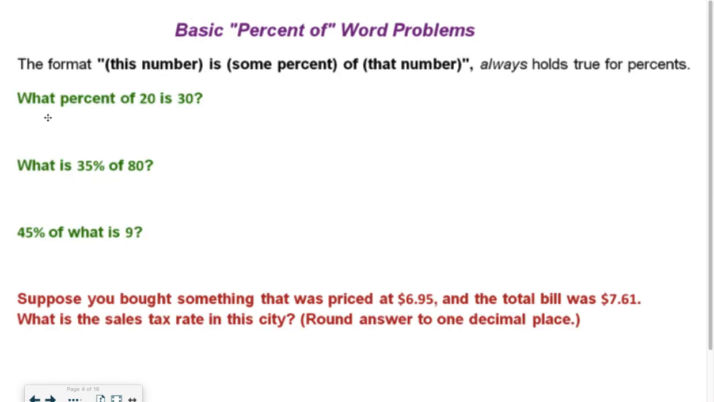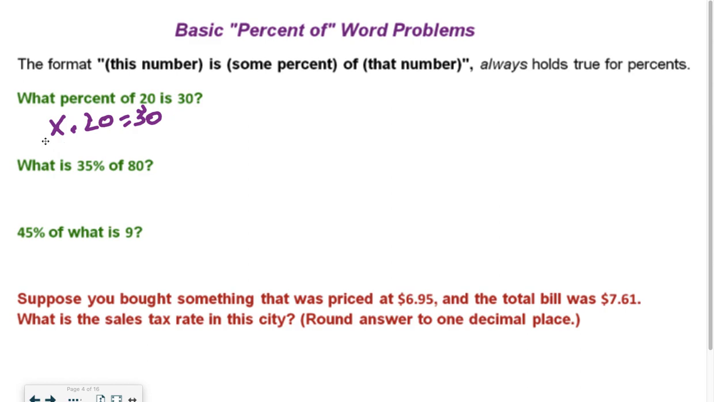This is another example, so now we want to find what percent of 20 is 30. So again, you're just going to convert this into a little equation. So when we don't know what something is in math, we call it x. So in this case, what percent would be x of 20 equals 30.